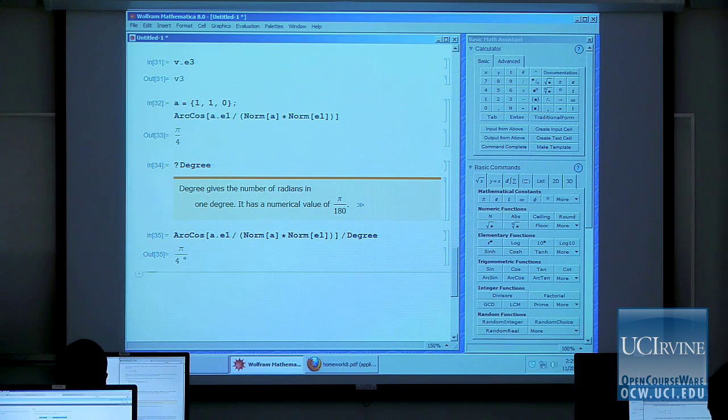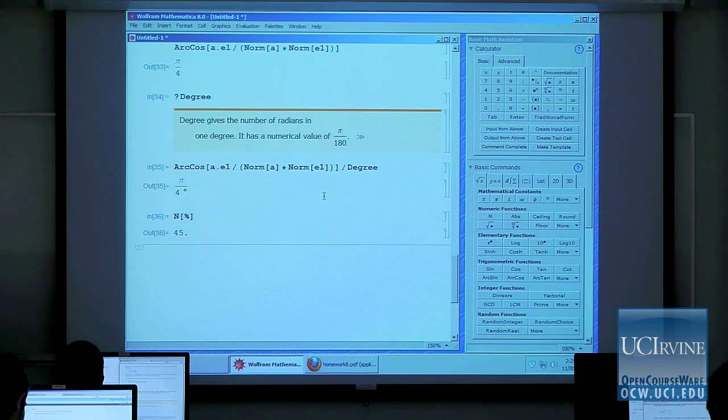Pi over 4 degrees. How about n percent? 45. All right. So there you have it. And then just one other thing.